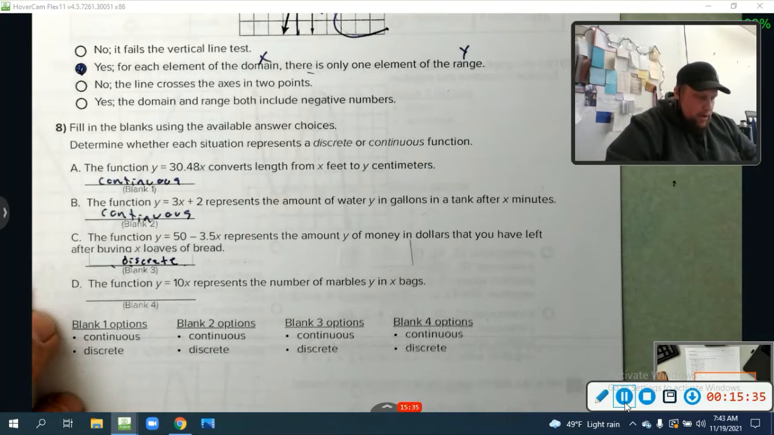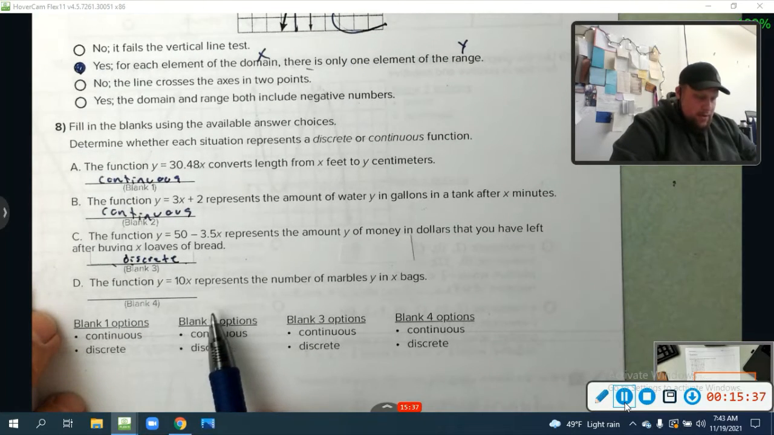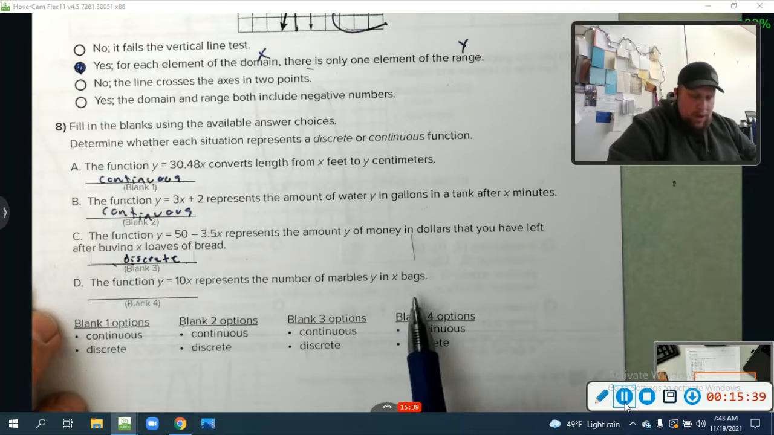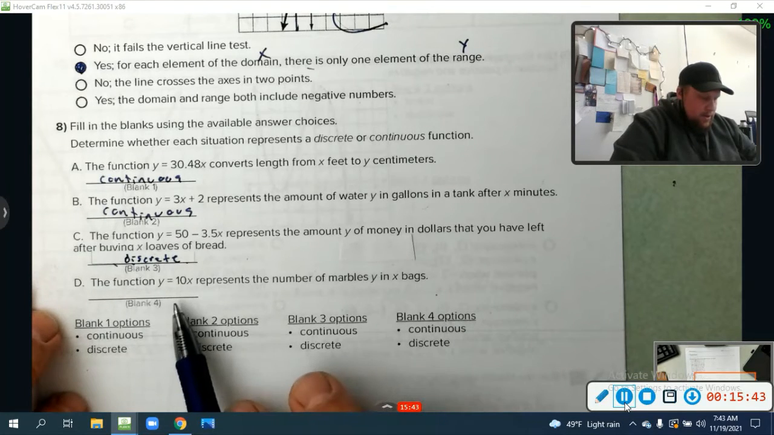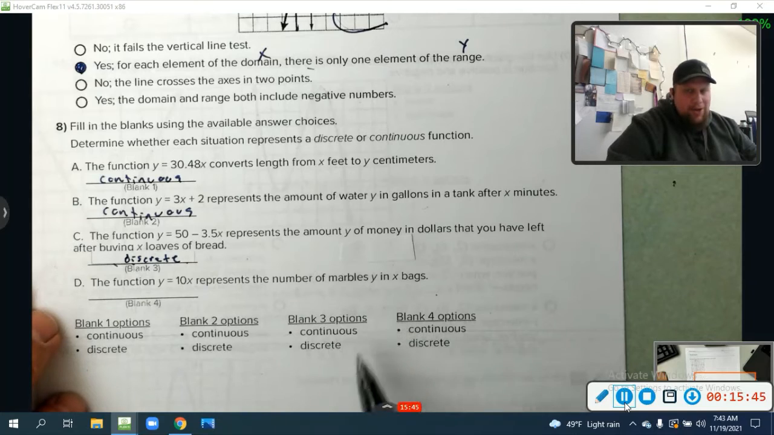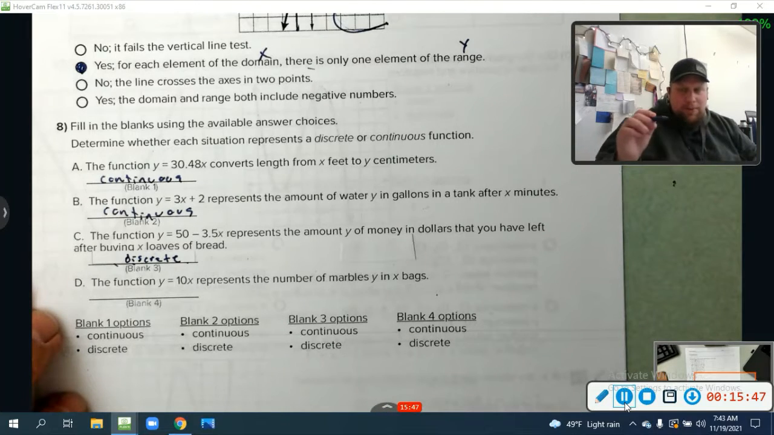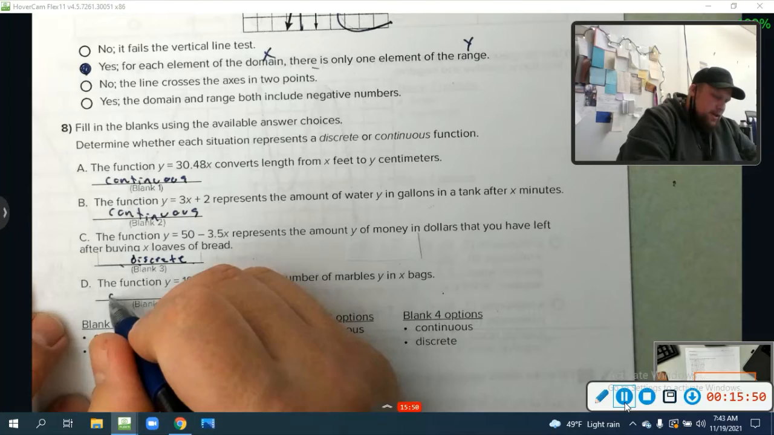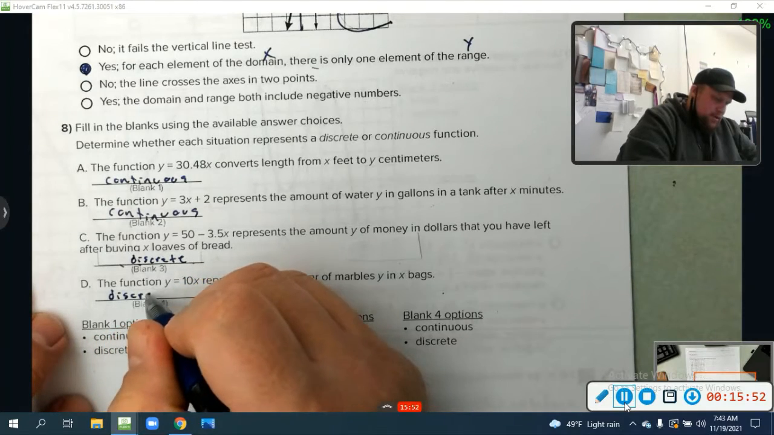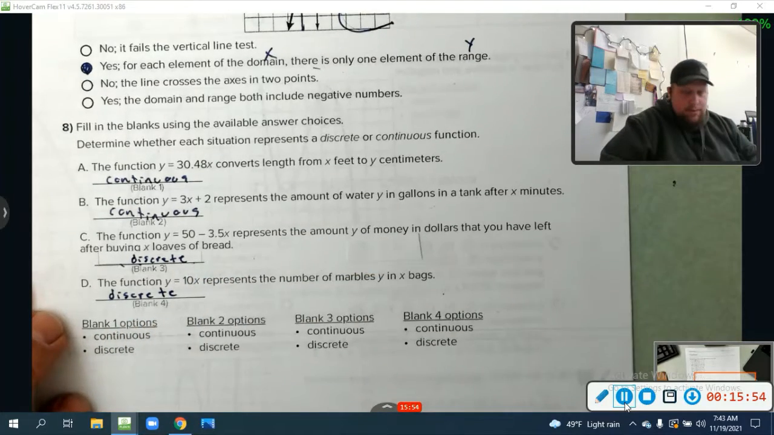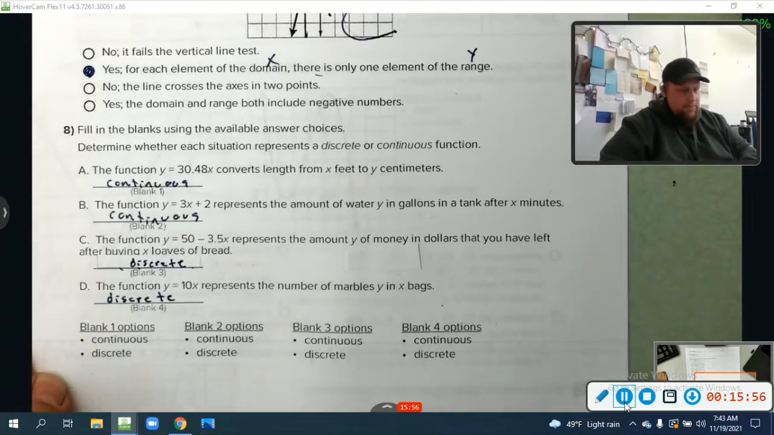All right, the function y equals 10x represents the number of marbles y in x bags. That marble count is going to be static. You're not going to have in between. You're not going to have partial bags, right? You're going to have just set bags. So again, this is discrete. Awesome. All right, let's roll.